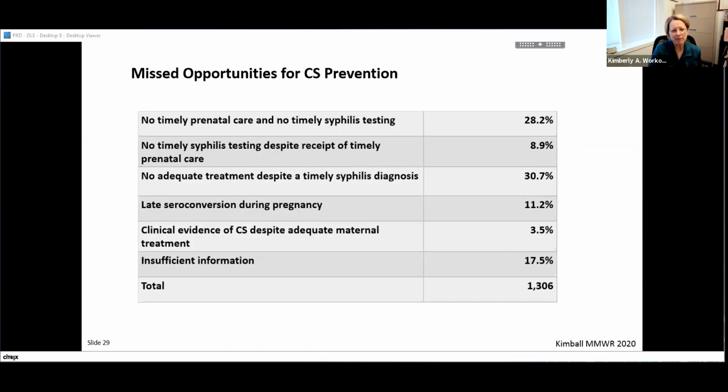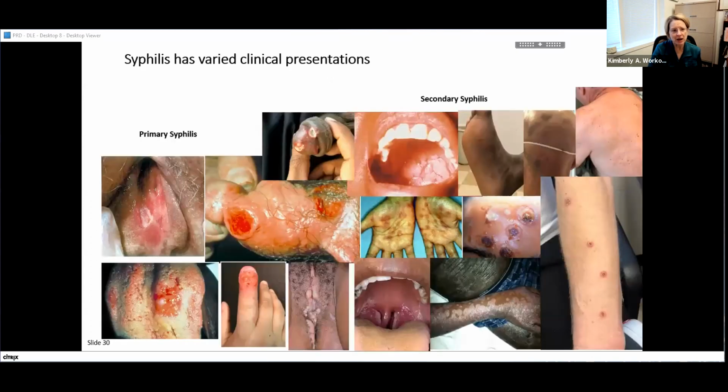What is really happening with congenital syphilis? It's kind of all over the board. About a third of patients don't get prenatal care in time. What I think is more disturbing is that 30% received no adequate treatment despite a syphilis diagnosis. So there's not one clear instance where this is happening, but I wanted to bring this to your attention because this is increasingly becoming a problem.